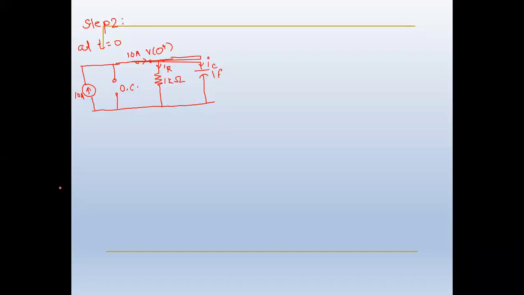Now the network at t is equal to 0, I'll just write at t is equal to 0, switch is open, and at t is equal to 0 plus, the network becomes like this one.